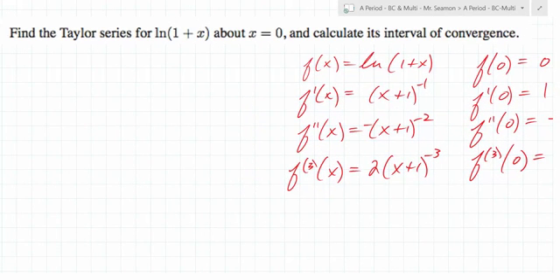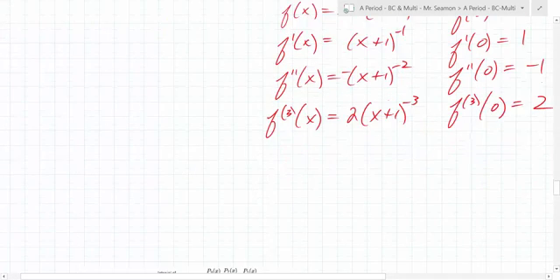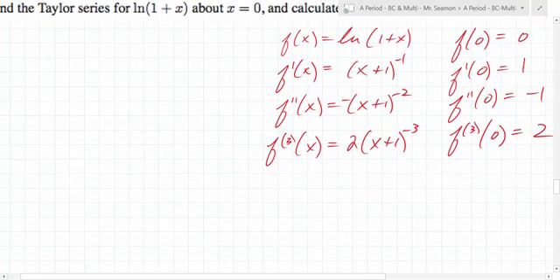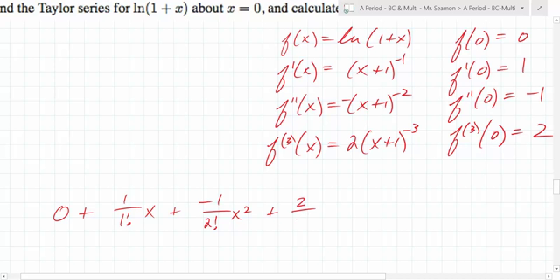Nice. Okay, so if we actually wanted to write the Taylor polynomial here, what's the first term going to be? It's f of 0, right? It's around 0. So it's going to be 0 plus 1 over 1 factorial x. Is that correct? Plus negative 1 over what? X squared plus what? Plus 2 over 3 factorial x cubed.